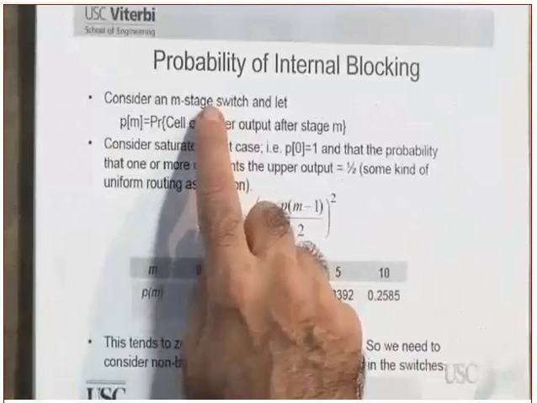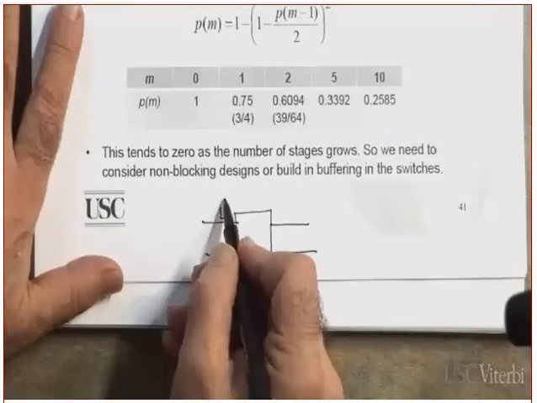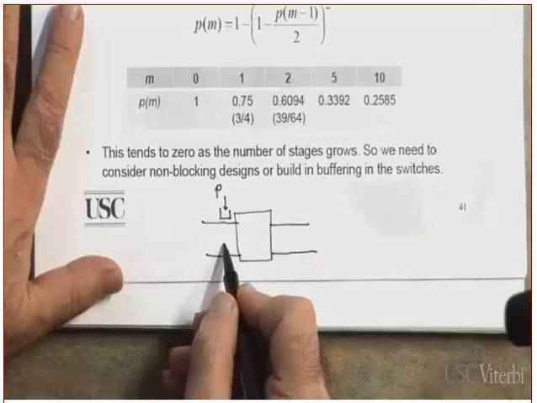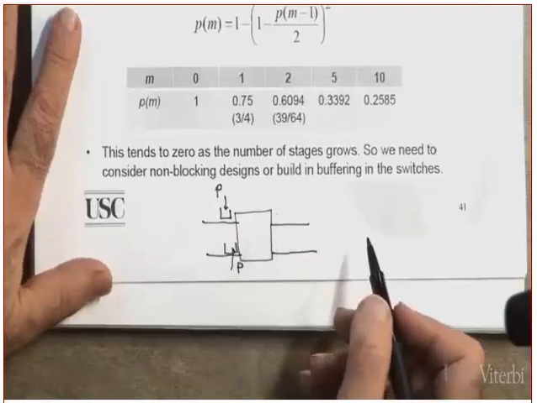Okay. Let's see if you got it or not. Let's see the equations. What is this? It's the probability that there is a cell on the upper output, M. Now consider a saturated input. The probability at stage zero, P of zero, is equal to 1, there is a cell here. And the probability that a cell wants the upper output is equal to 1/2.